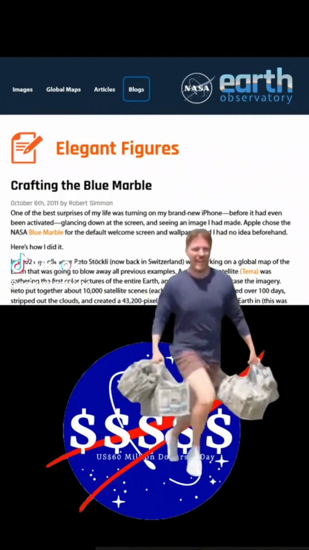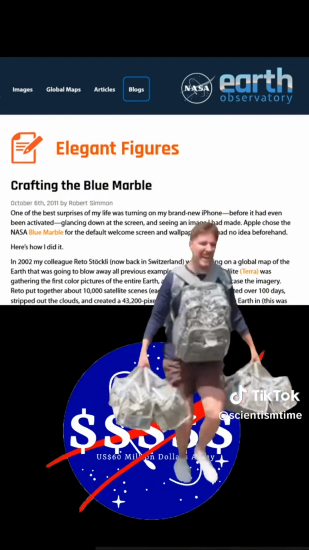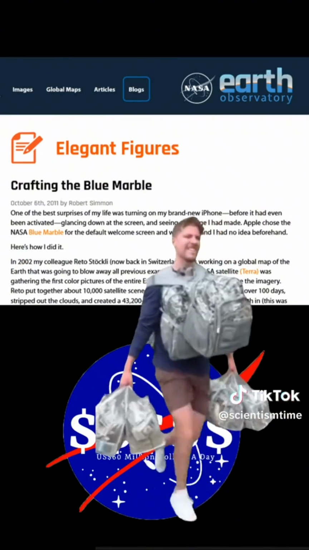NASA, even after admitting on their website that the famous blue marble is photoshopped, continues receiving $60 million a day from gullible globe believers.